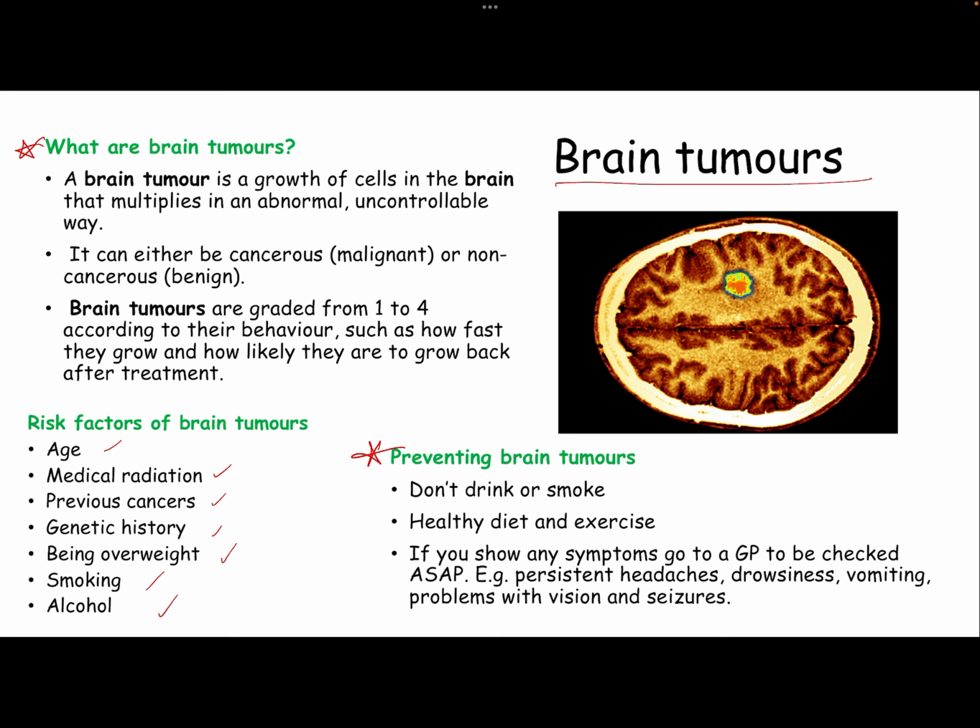Preventing brain tumors. So don't drink or smoke. Healthy diet and exercise. If you show any symptoms, go to a GP to be checked as soon as possible. Example: persistent headaches, drowsiness, vomiting, problems with vision, and seizures, etc.